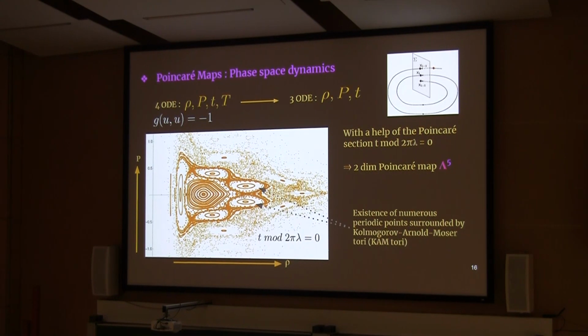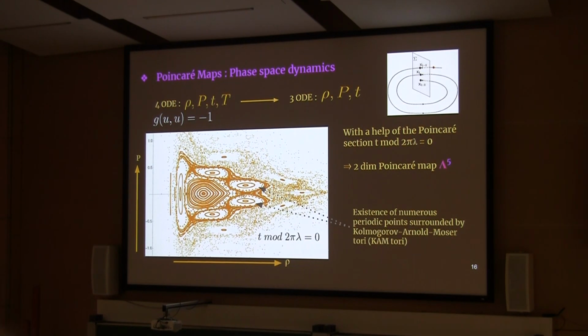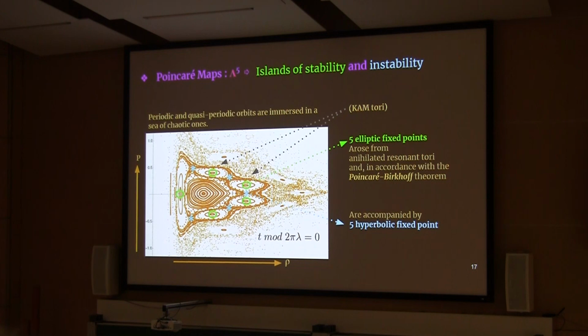And now what is more important is that once you delve deeper into this system, you have to find the islands of stability, which are surrounded by islands of instability. So what do I mean by that? You are plotting these Poincare maps. Once you look at these plots and you plot more and more points, you will see that obviously there are these KAM toroids.